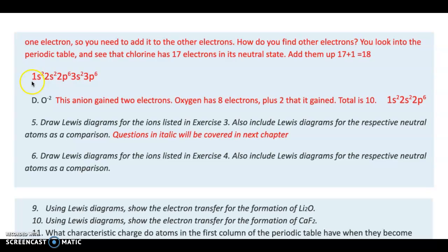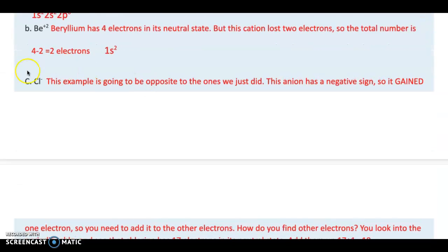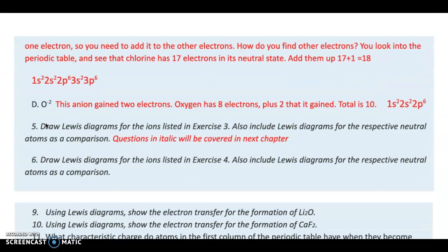So let's start with first one. 1s2, 2 electrons, you have it. Okay, we have 16 more to go. 2s2, you filled up your second energy. 2s2. 4 gone, you have 14 more to go. 2p6, 10, 8 more to go. The next one is 3s2, you have 6 more to go, and then 3p6. So here's the electron configuration for chlorine with the negative charge 1.